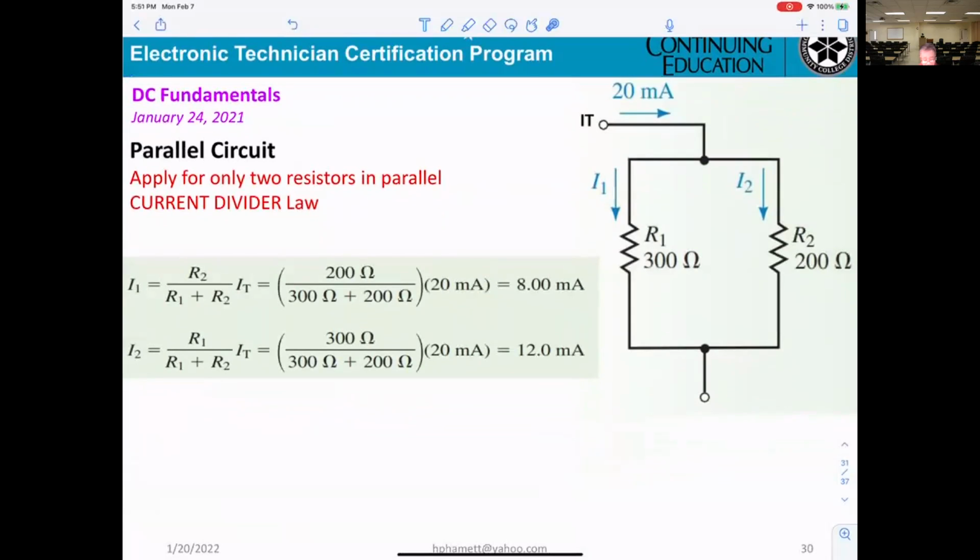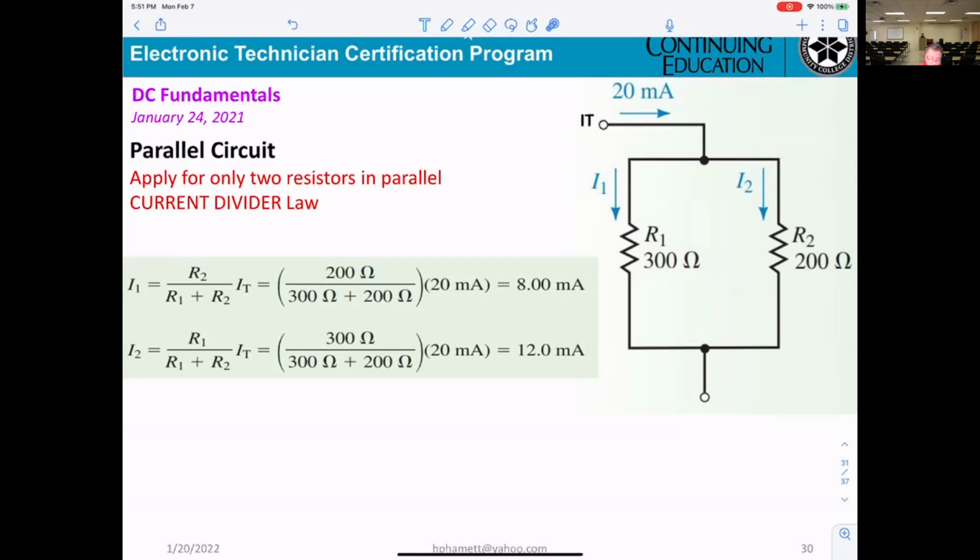Okay, now current divider. You understand in the series circuitry you have the law they call the voltage divider. The voltage divider law is used to calculate the voltage. They don't have a current divider in series. The reason is the current in a series circuit will be the same through all of the resistors in series. However, in parallel, the current will be different in each resistor. So that's why we have the current divider law.